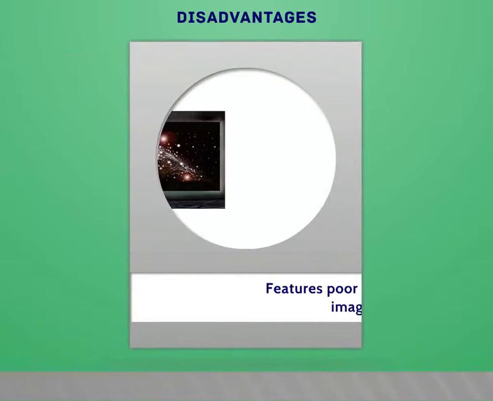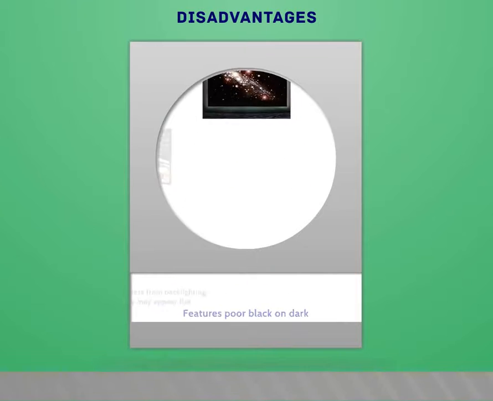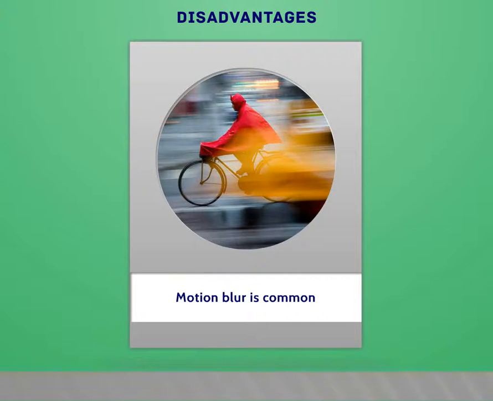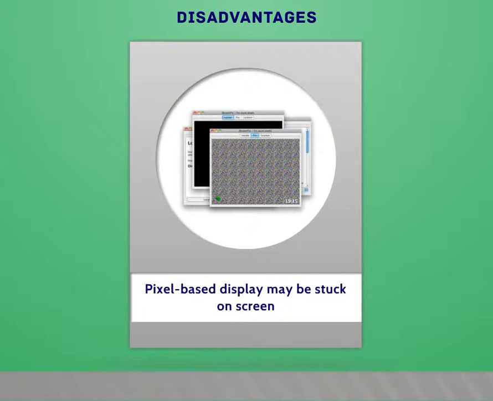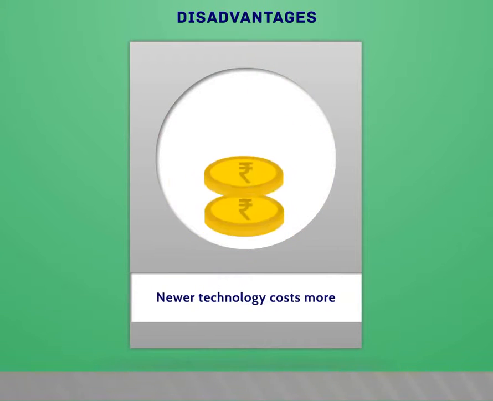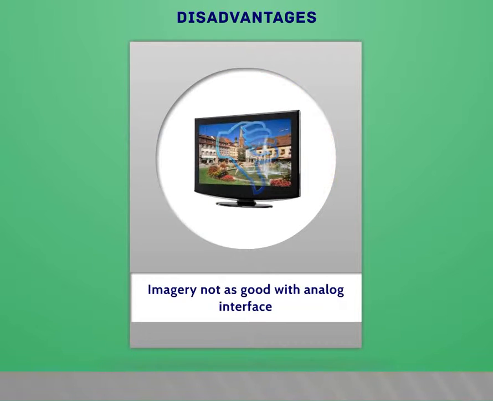Disadvantages: features poor black on dark imagery. With brightness from backlighting, imagery may appear flat. Motion blur is common. Pixel-based display may get stuck on screen. Fixed resolution. Newer technology costs more. Imagery not as good with analog interface.